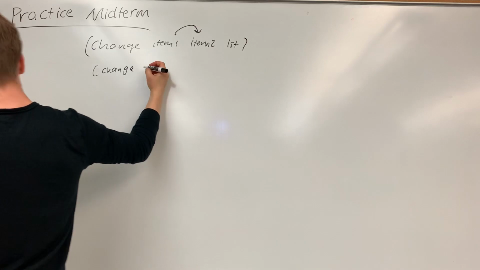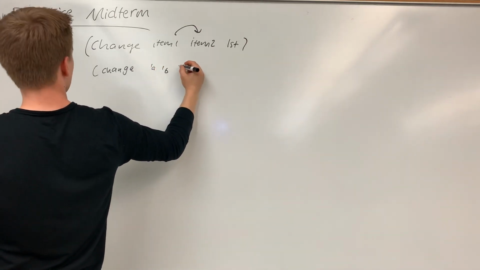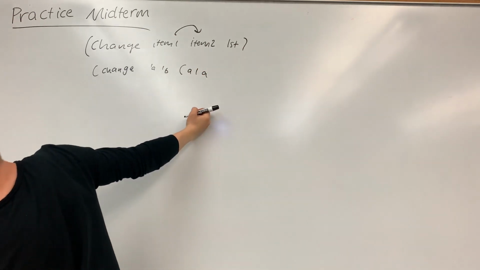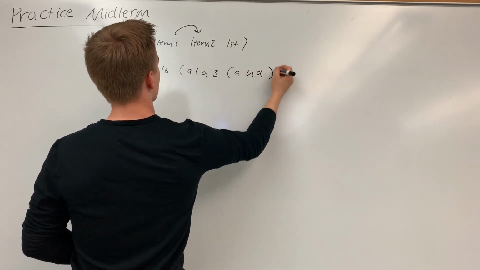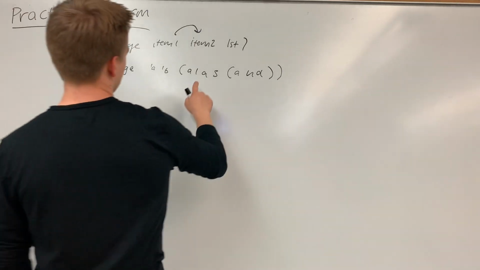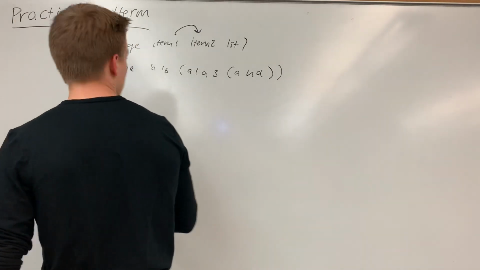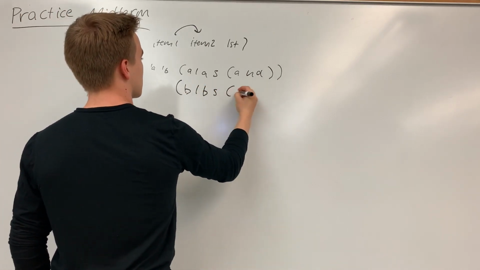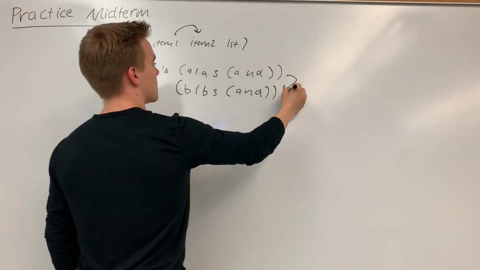Let's just take one of their examples, something like change A B on the list A, 1, A, S, A, and D. And this returns B, 1, B, S, A, and D. And my job is to write the Racket procedure that turns this into this.